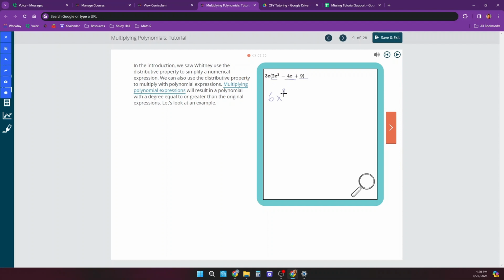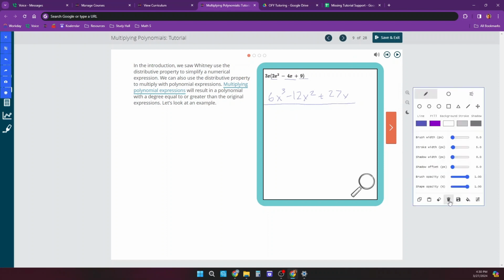3x times negative 4x is going to be negative 12x squared. And 3x times 9 is going to be 27x. And this is your answer. This is how you distribute and simplify an expression like this.